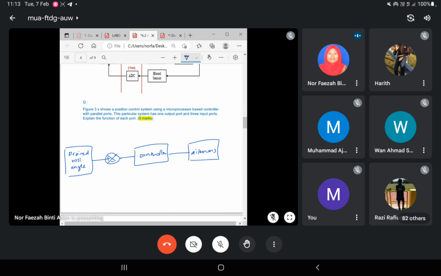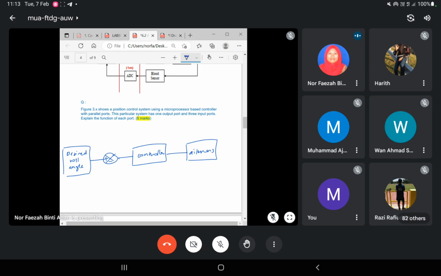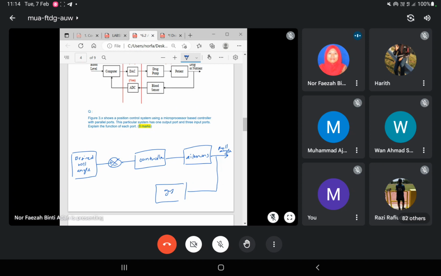I think that's how you spell it. Okay, and then goes to output. Output you adalah roll angle. Okay, and then there's a feedback with a gyro transducer. And done. So this is the simple version of your closed loop block diagram.